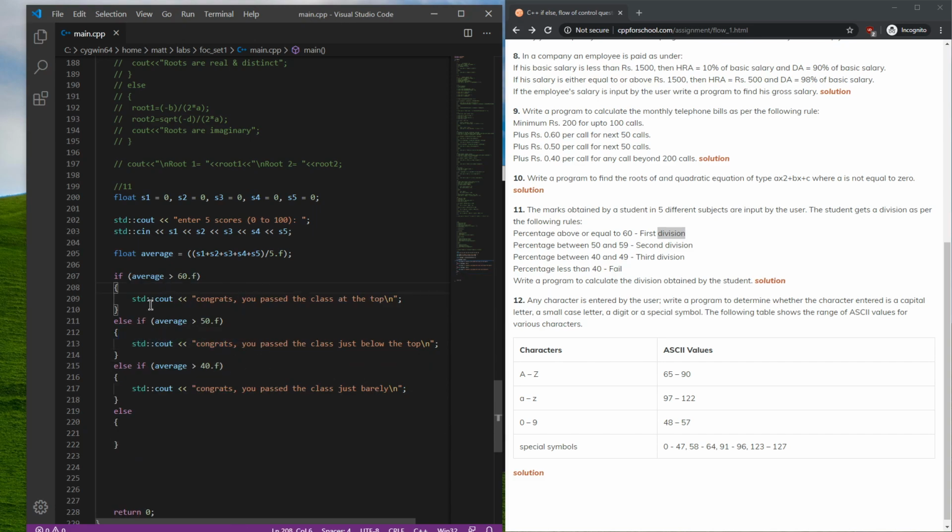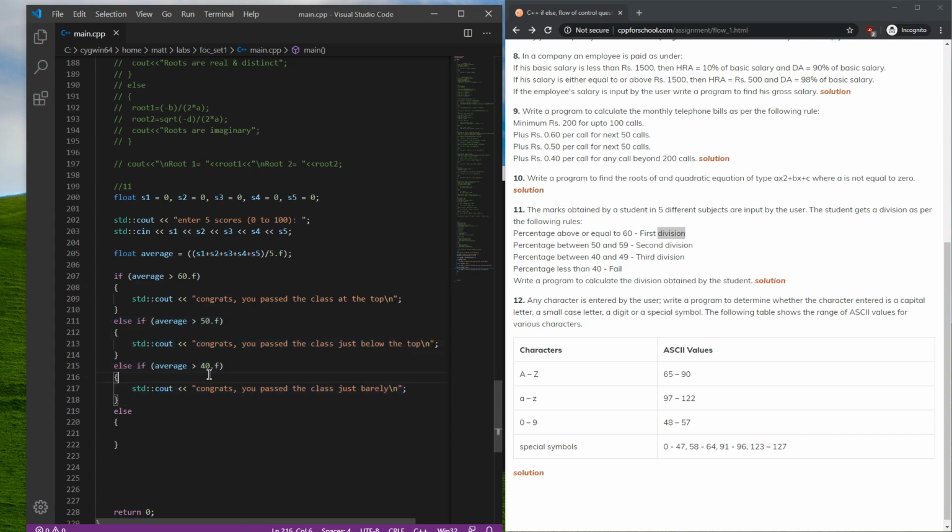okay, let me just be clear here. If it's over 60, congrats, you passed the class at the top. So if it skips past this because it's less than 60, it's going to go to this next one and see, is it over 50? If it's over 50, that means it's somewhere between 50, but it's definitely less than 60 because, you know, it skipped over that one. And they're just below it. And then if it skips over this 51 too, we know they've got a less than a 50.